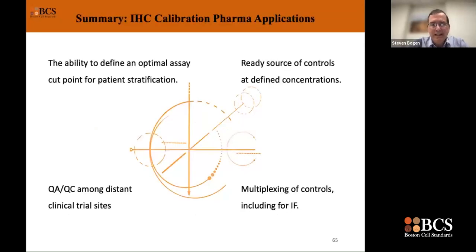So in conclusion for this presentation, there are potentially serious pitfalls associated with current practice of not calibrating immunohistochemistry testing. It is only, in my opinion, a matter of time until the regulations catch up. The most important benefit of including calibration, in my view, is in defining an optimal analytic sensitivity cut point, as stated in the upper left.